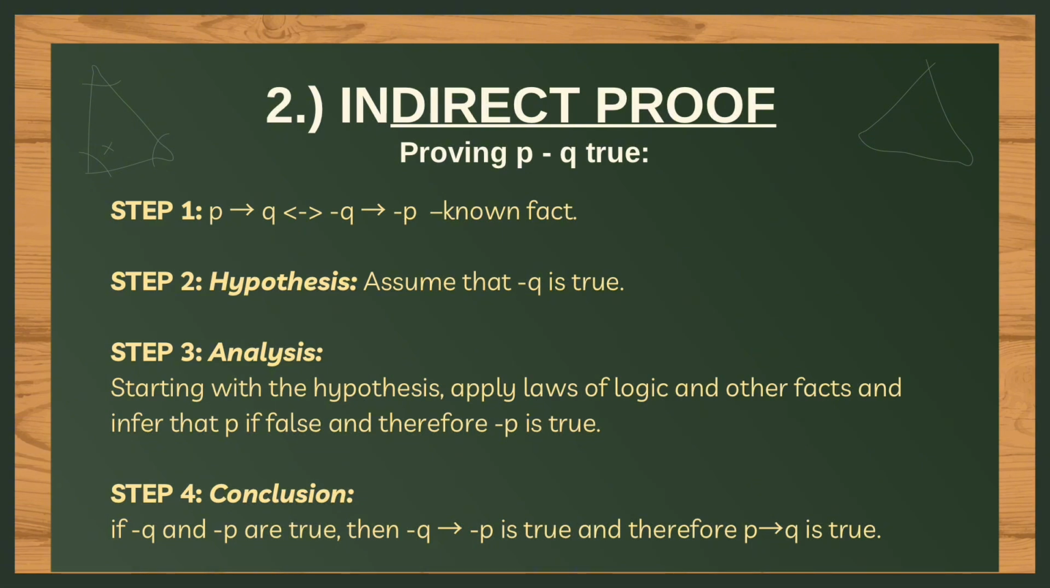Step 3 is analysis. Starting with the hypothesis, apply laws of logic and other facts and infer that P is false and therefore P is true. Step 4, conclusion. If Q and P are true, then Q to P is true and therefore P to Q is true.